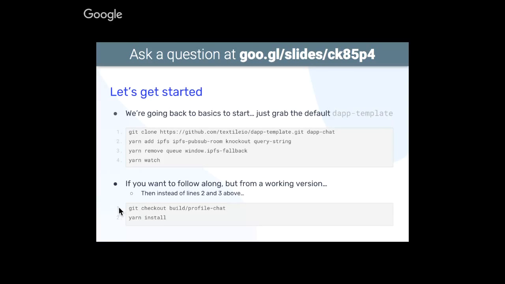If you want to follow along, that's great. You can copy and paste in there. If you want to just start with a working version of this, I've also pushed this up as a separate branch on that DApp template repo. So instead of lines 2 and 3 above, you could use the following two, and check out the build/profile-chat branch and then yarn install that stuff. So either way is fine. We're going to go through things fairly line by line anyway.